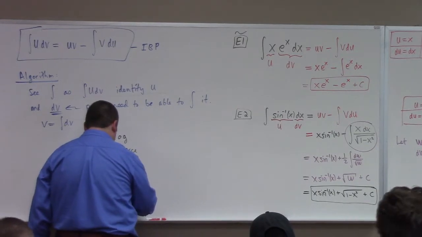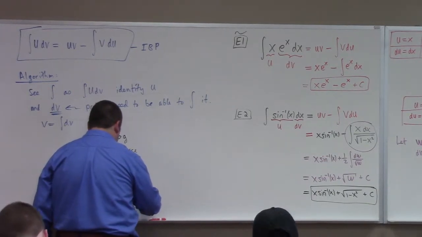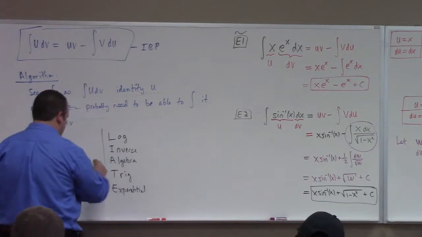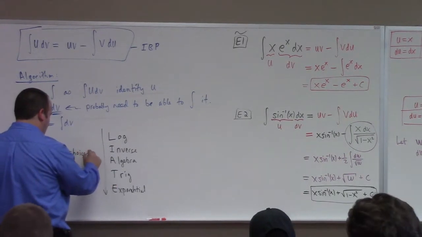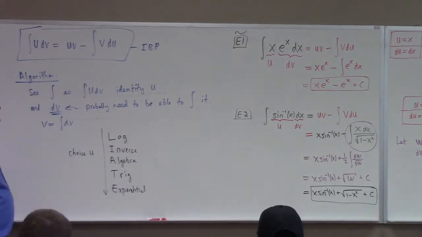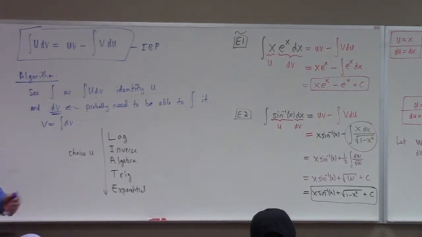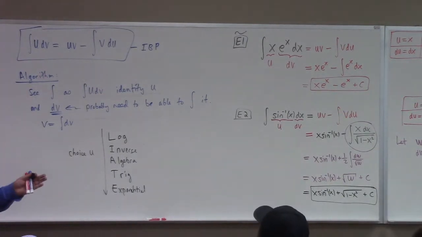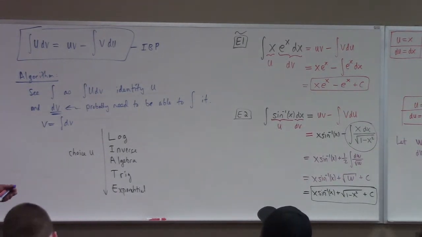All right? And this is choice of u. If there's a log, make it u. If there's not a log, but there's an inverse function, you make the inverse function u. Let's see how this works. Your question? Yeah.